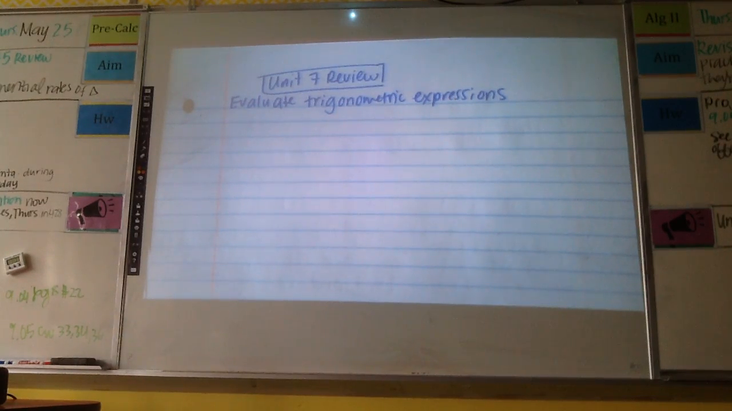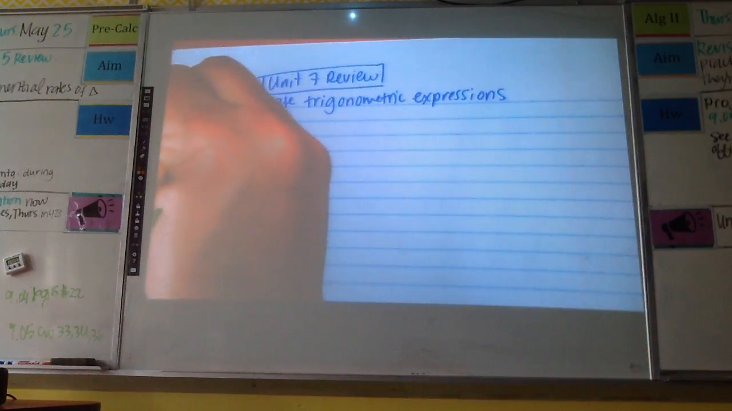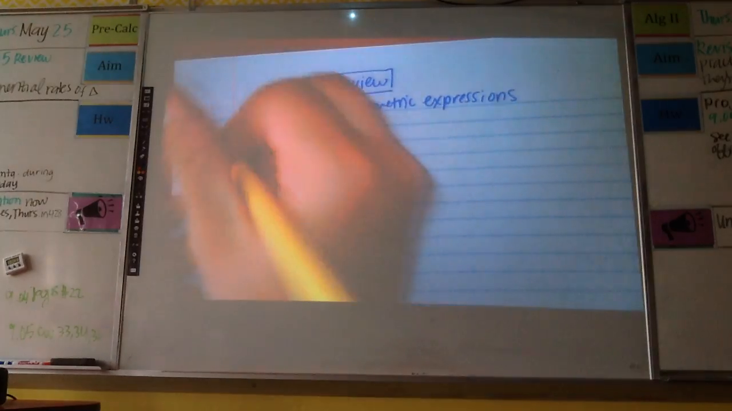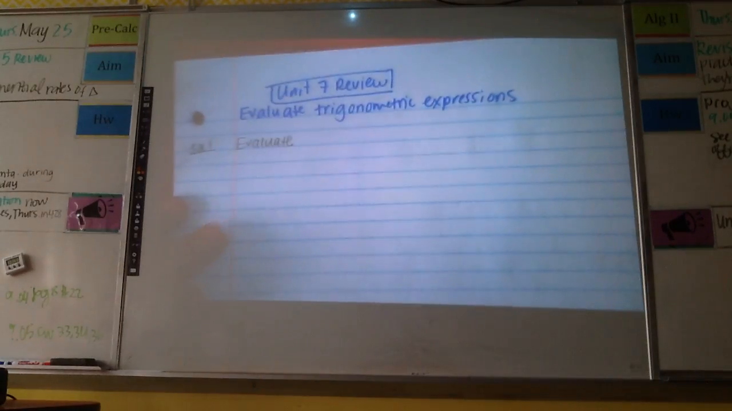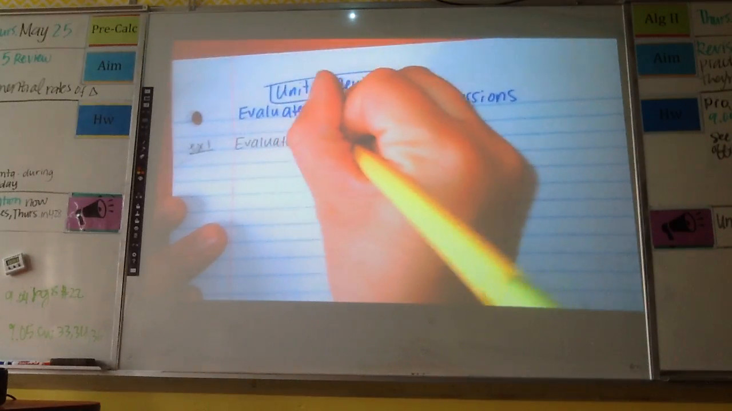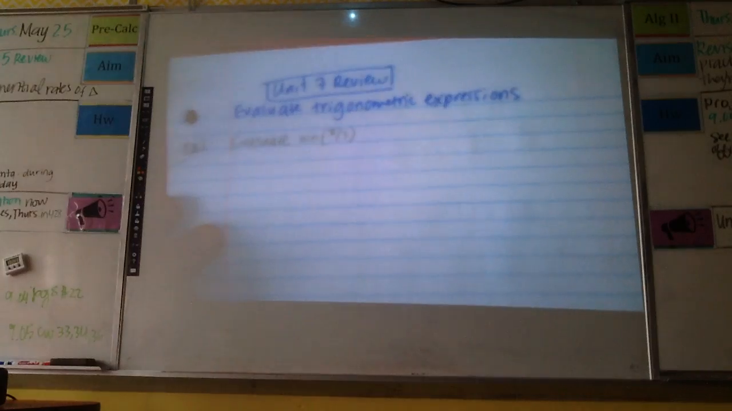Today's goal is to evaluate trigonometric expressions. Okay, let's start with example 1. Evaluate, meaning find the value, the number. Evaluate the sine of pi over 3.